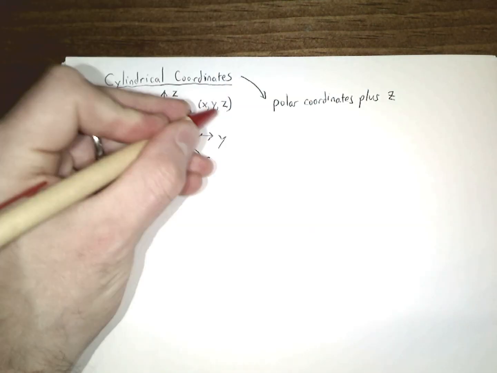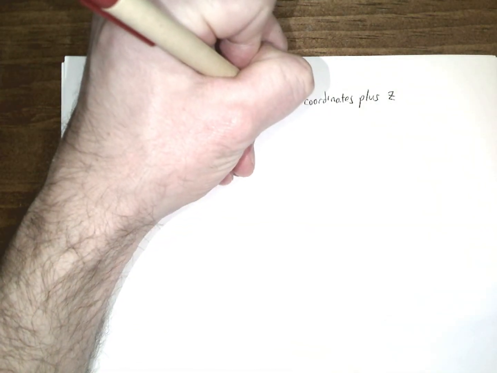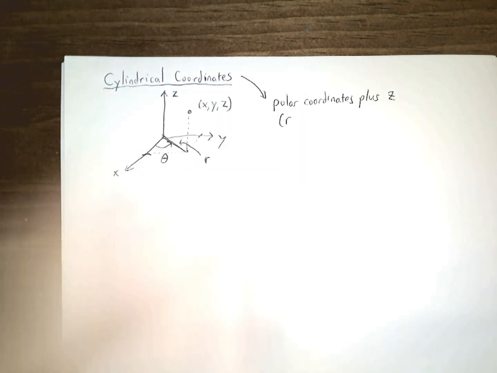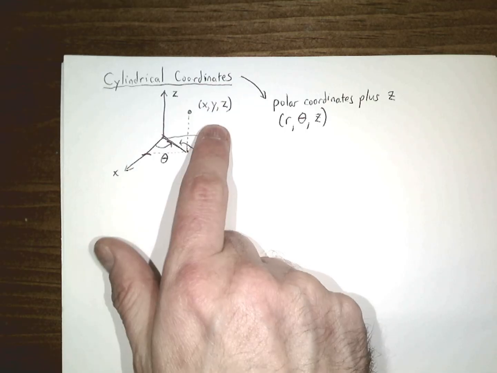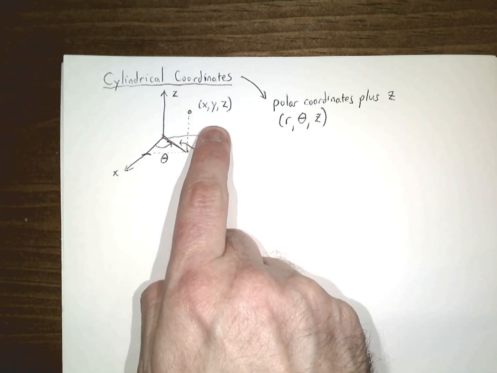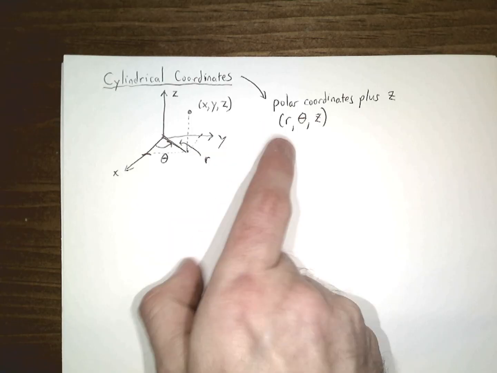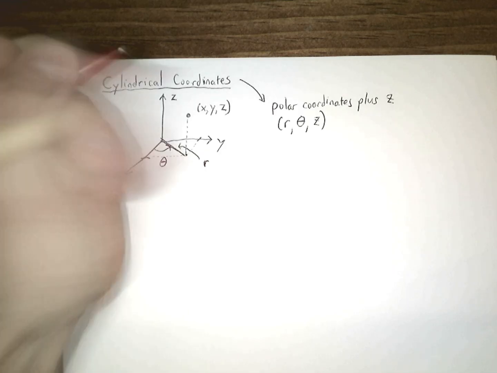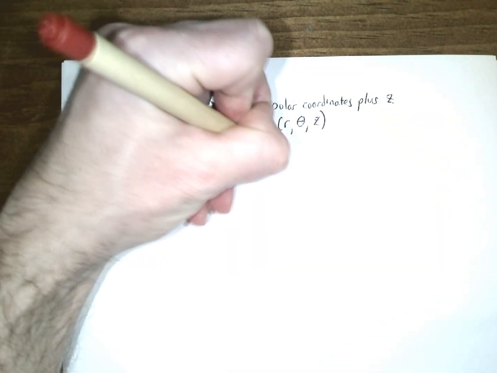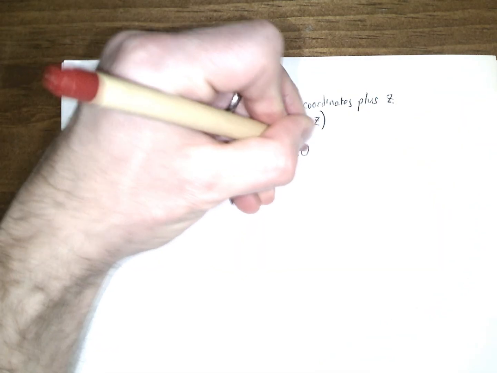So if we have x, y, z in Cartesian, we can now do polar coordinates as that distance r. We can look at that angle theta from the x-axis, and then we just go up or down some distance z. So we have x, y, z is what we're used to. Now we're going to go to cylindrical land where we have r, theta, and z. If we want to convert between these two frames of reference, we'll use our normal polar expansions. X is going to be r times the cosine of theta.